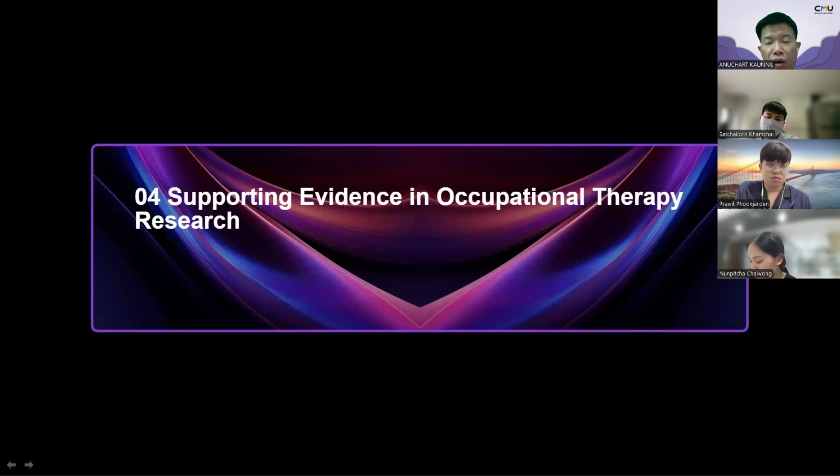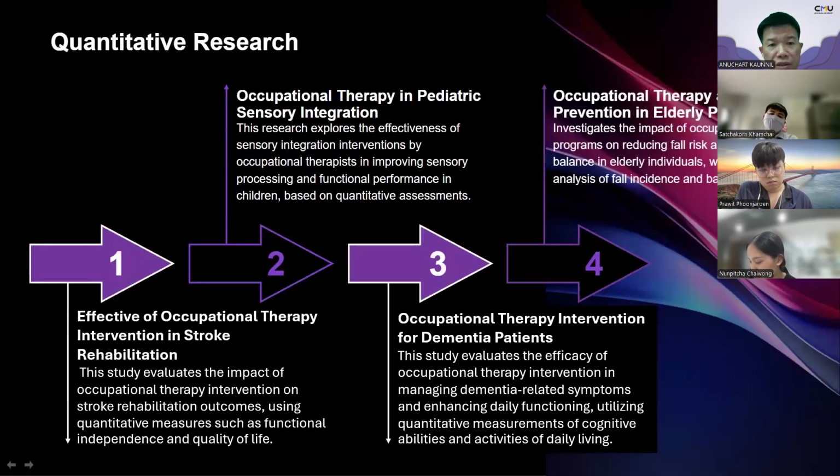Supporting evidence in occupational therapy research. Okay, the first is quantitative. Quantitative is the number. Research in the number world, not just textual data. This is numerical data.